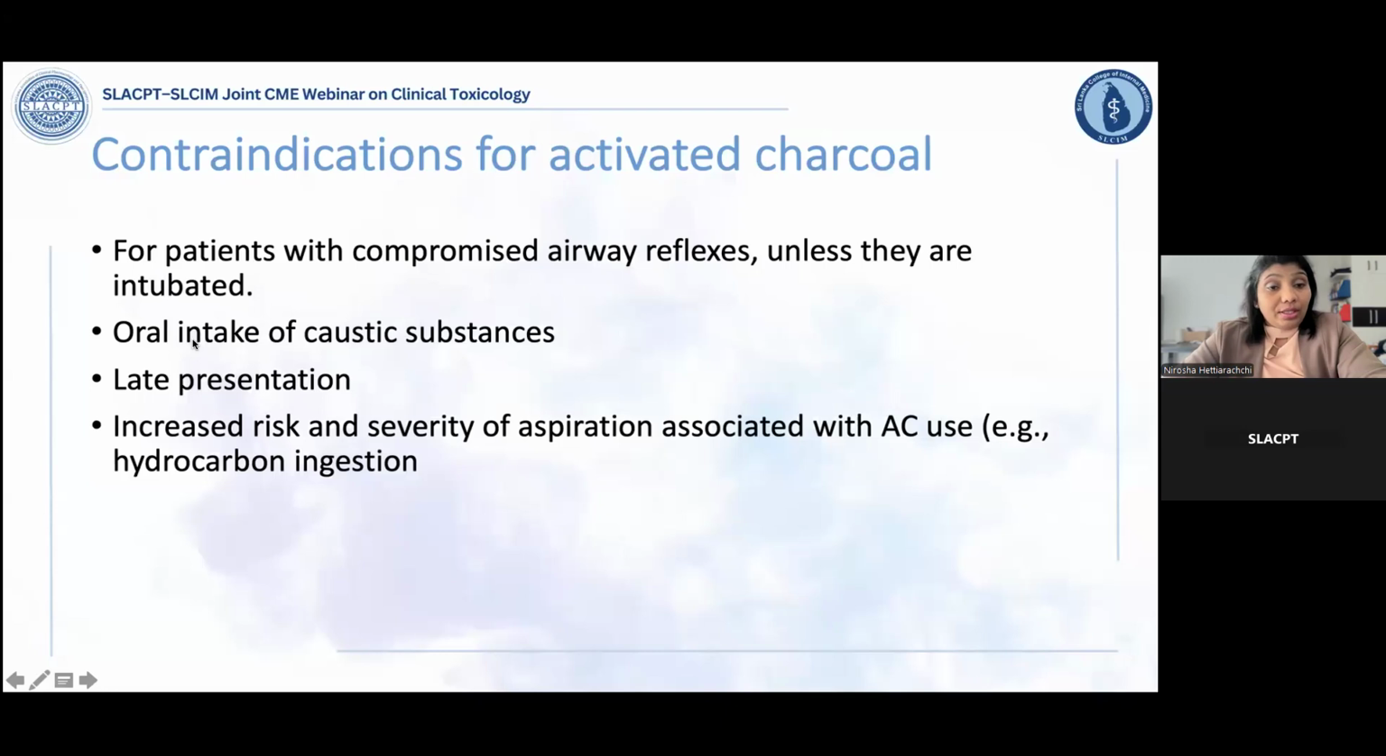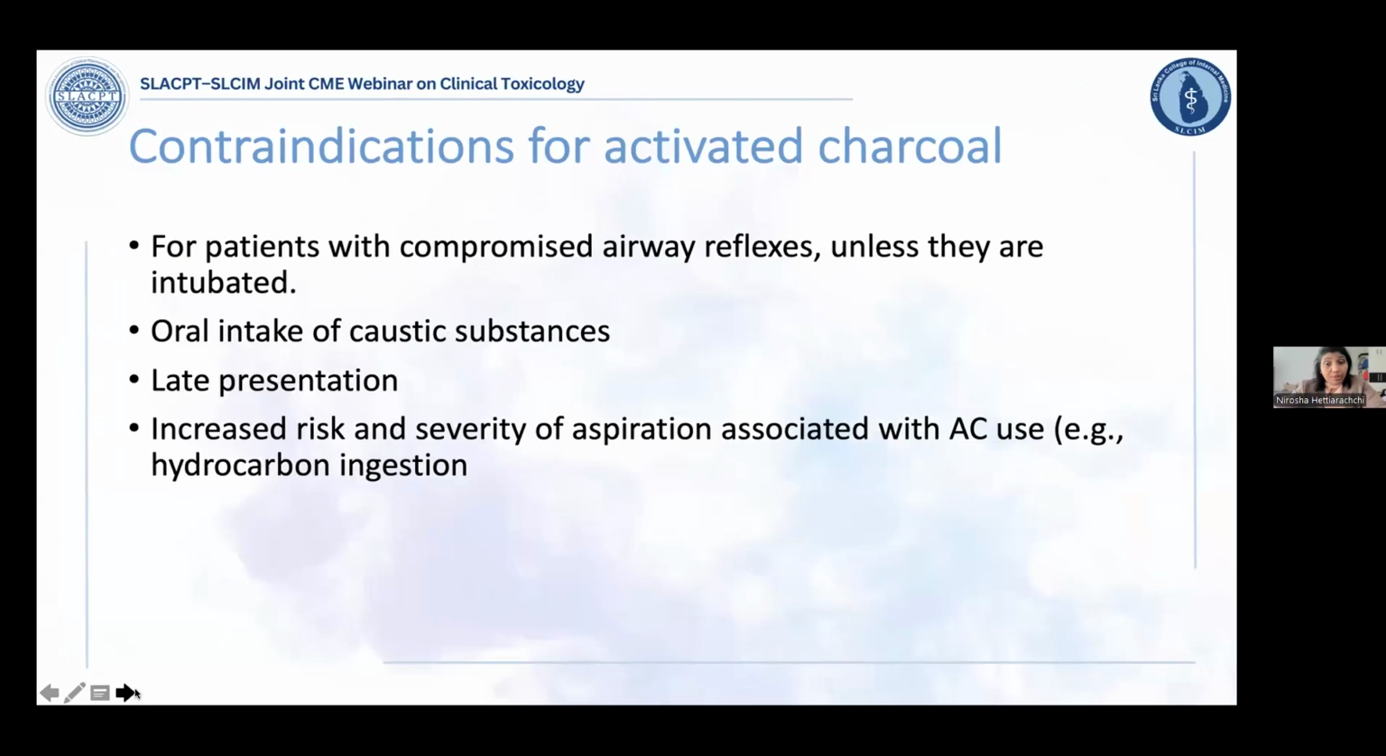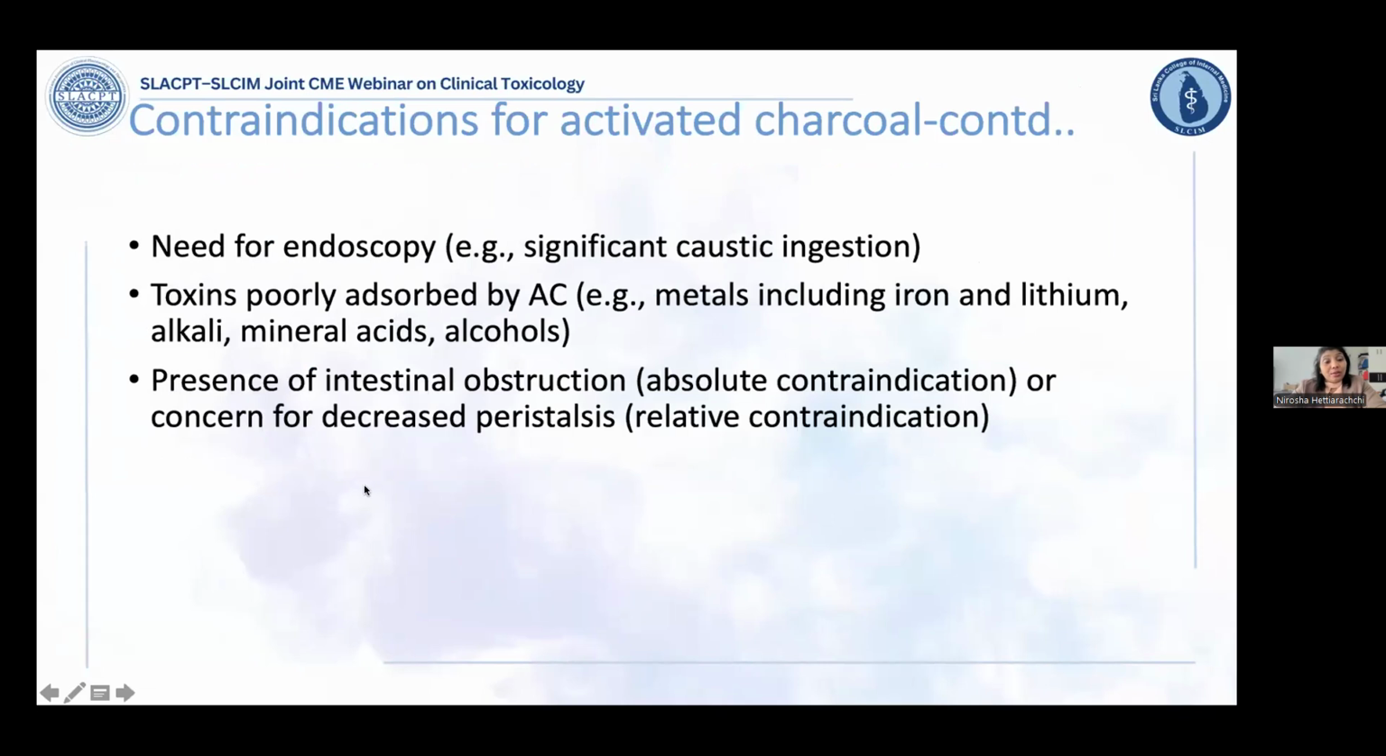If the patient has taken caustic substances, presents late, or has a high risk of aspiration, especially hydrocarbon ingestions and caustic ingestions. In case of significant caustic ingestion, you might have to do an endoscopy. So if you give activated charcoal, you might not be able to see the upper GI properly. So don't give activated charcoal in cases like that.